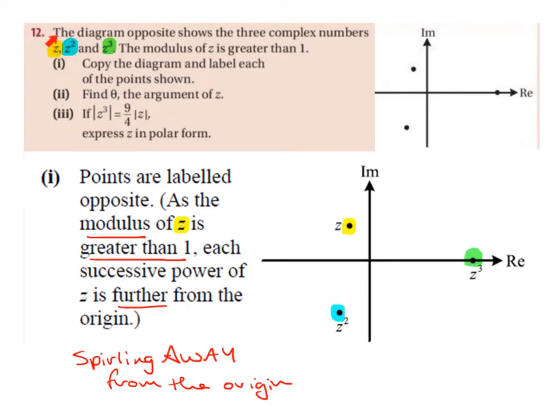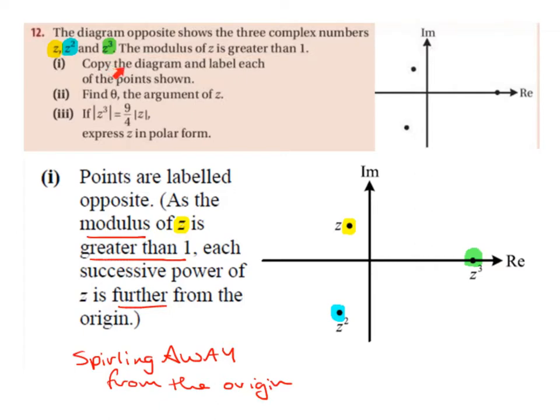Question 12. The diagram opposite shows the three complex numbers z, z squared, and z cubed. The modulus of z is greater than 1. This is the real axis. This is the imaginary axis. We have 1, 2, 3 complex numbers plotted on the Argand diagram.